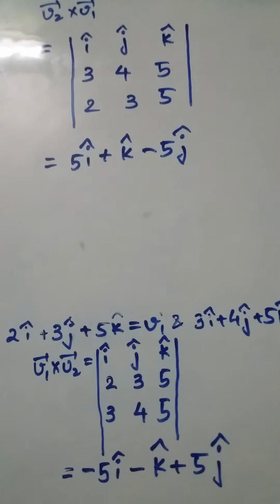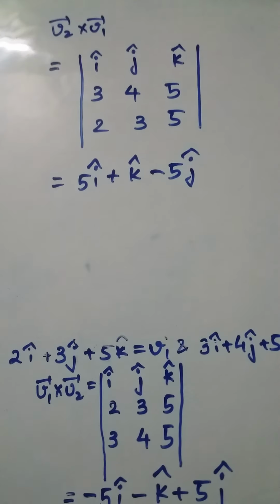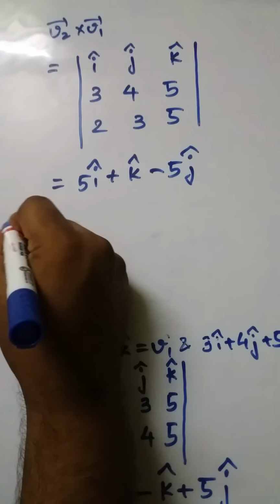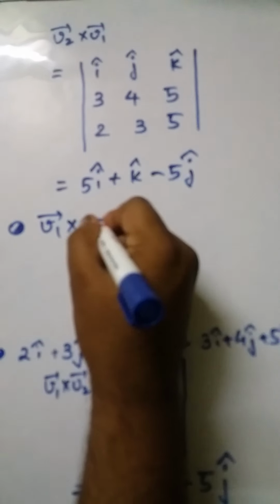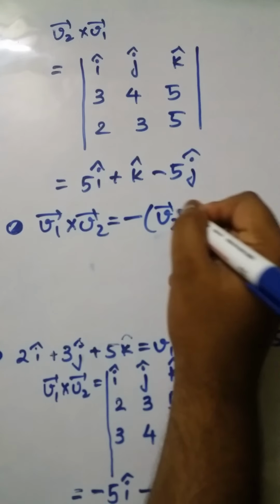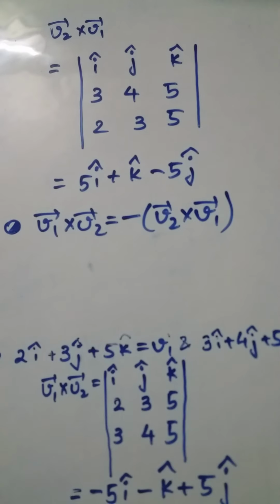So what can we infer from this? We can infer that the cross product is anti-commutative. That means, let me write this down over here, V1 cross V2 is equal to minus V2 cross V1. Hence they are anti-commutative.